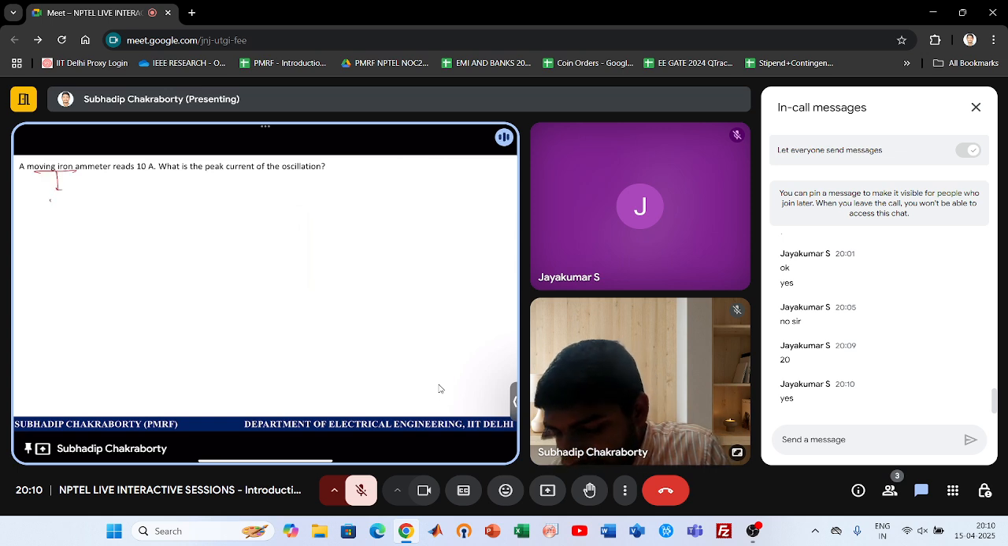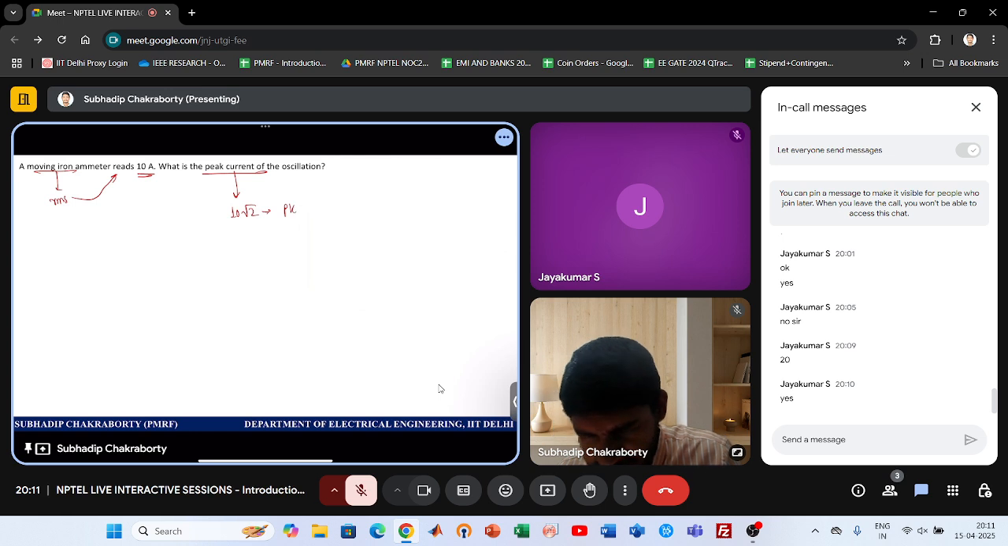A moving iron measures the RMS value. So it is showing you the RMS value of 10 ampere. So the peak current is 10 root 2, 14.14. But is it true? The peak current of the oscillation is being asked, right?